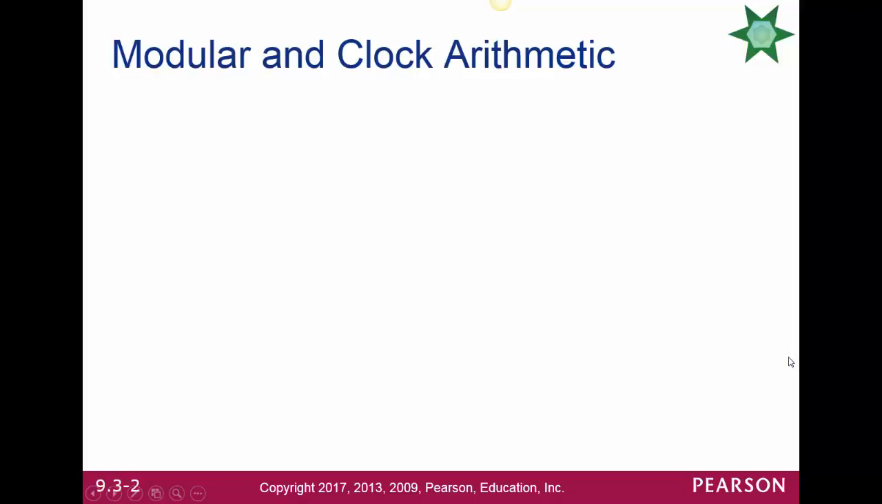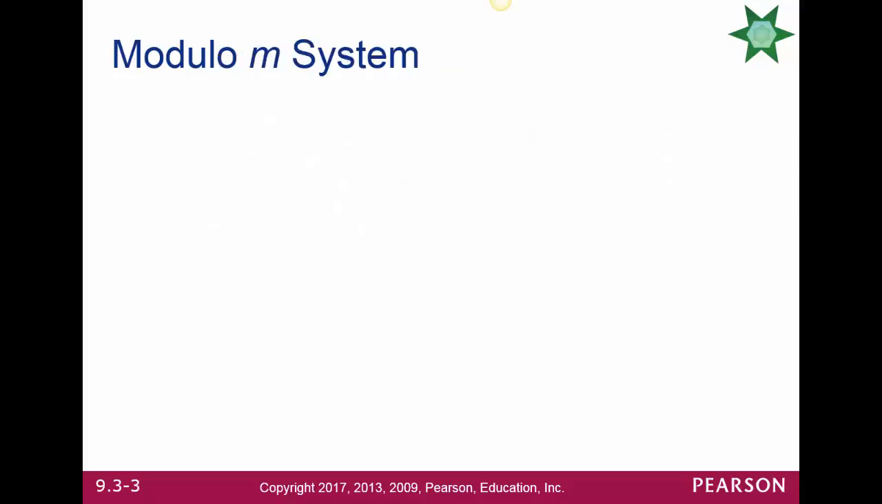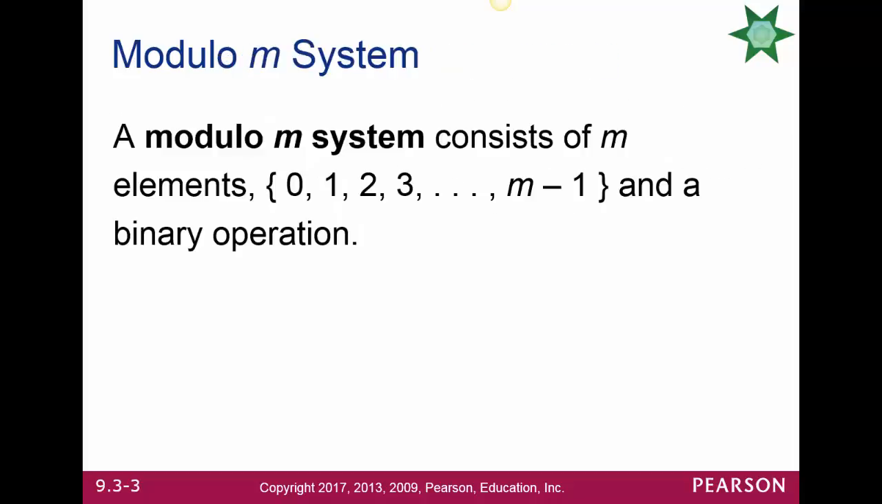So in this section they're talking about modular arithmetic, and the set of elements in this set from 0 to 11 with an operation of addition is called a modulo 12 system or a mod 12 system. And a modulo m system contains m elements from 0 to m minus 1 and a binary operation.